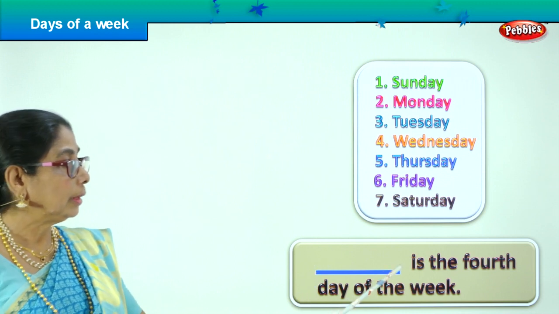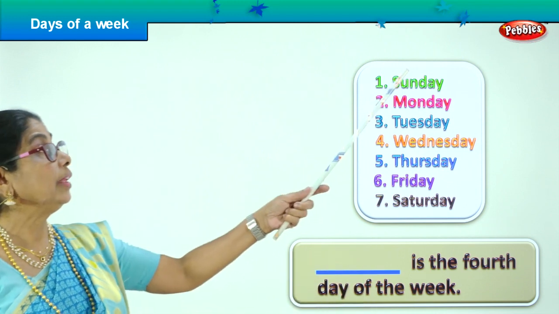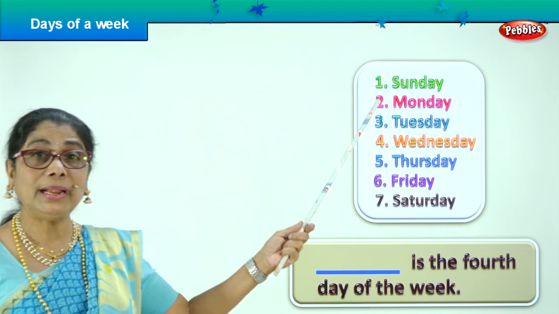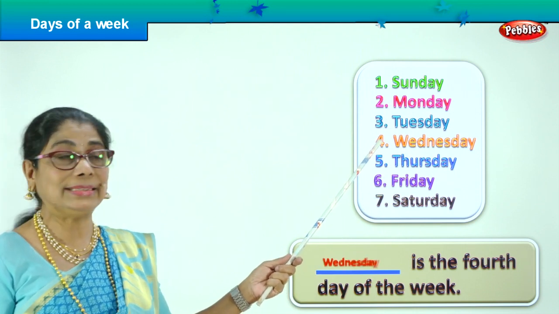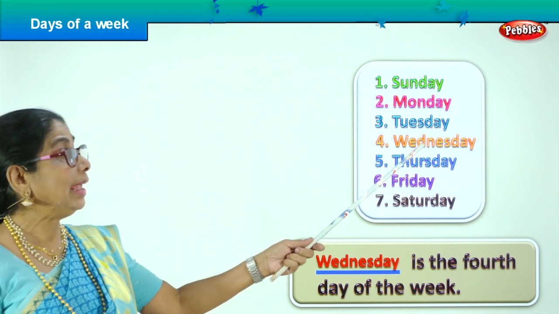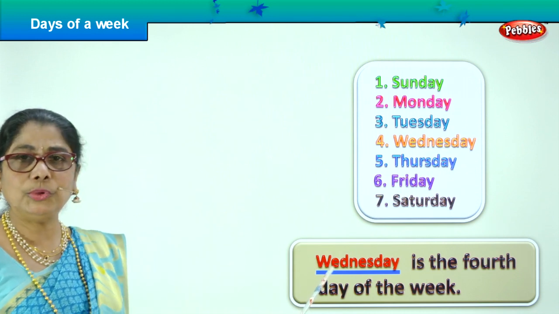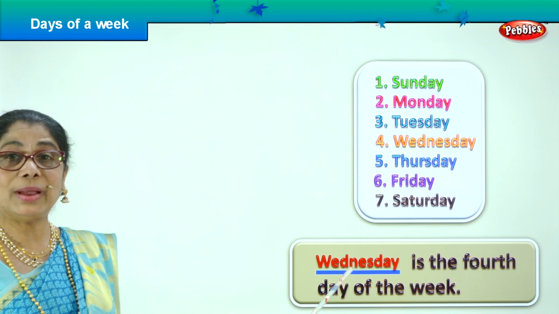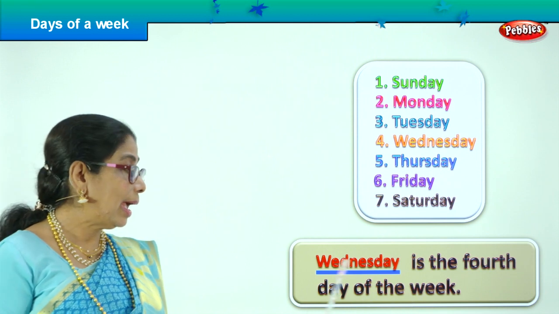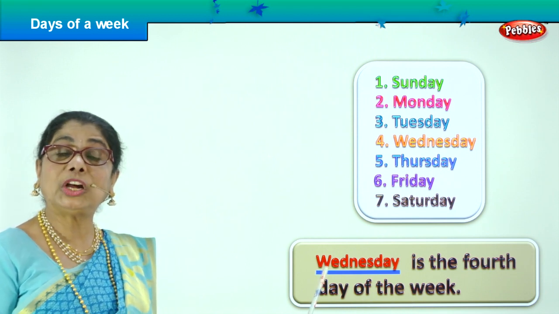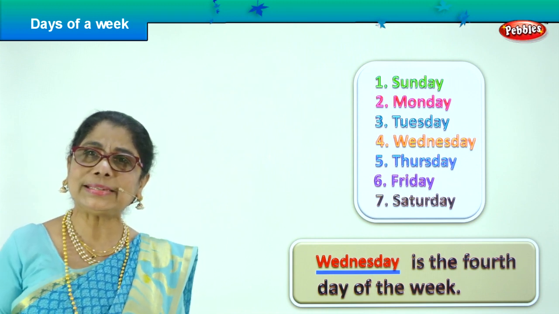Here we are. Dash is the fourth day of the week. Which is the fourth day of the week? First is Sunday. Second Monday. Third Tuesday. Fourth day of the week is Wednesday. Wednesday. So we write it here. Wednesday is the fourth day of the week, and the first letter is in capital because it's the name of the day of the week. Good. Let's go on to the next question.